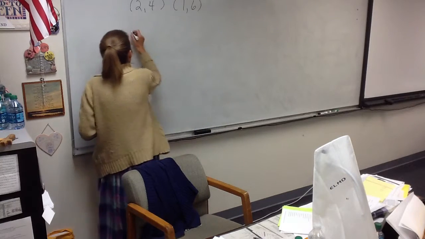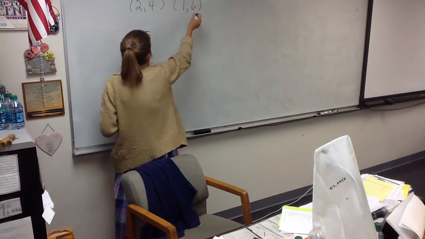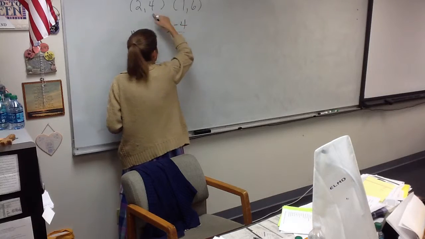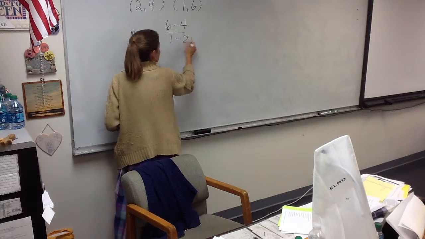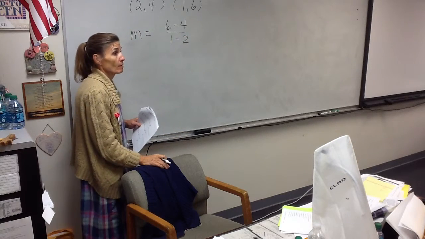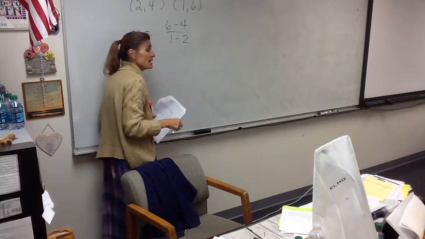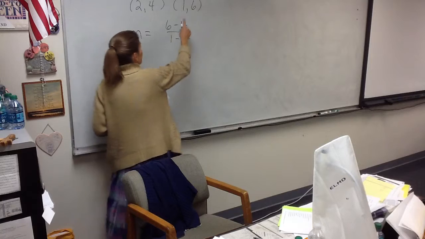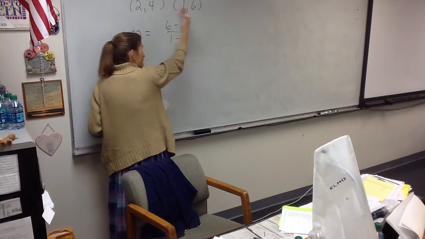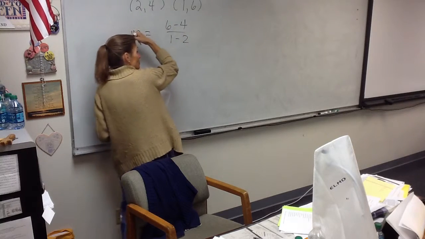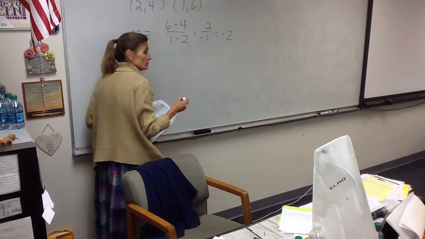Slope. And how do we find slope, Bryce? Do you remember? Y. So 6 minus 4, and 1 minus 2. Yeah. So y minus y, x minus x, and pay attention to how my fingers are moving here. 6 minus 4, and then 1 minus 2. See how I'm going the same direction? Have to. So my slope is 2 over negative 1 or negative 2.